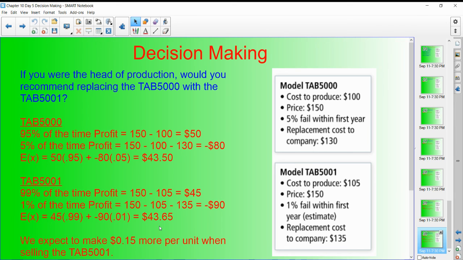So I would choose the Tab 5001. I would say change the production model, only sell the Tab 5001, make more per unit because of the expected value. And this is how I use probability to make decisions on what is a good thing to do and what might not be so good, what's in my favor and what's not in my favor.